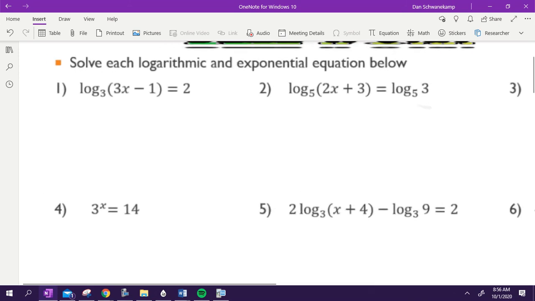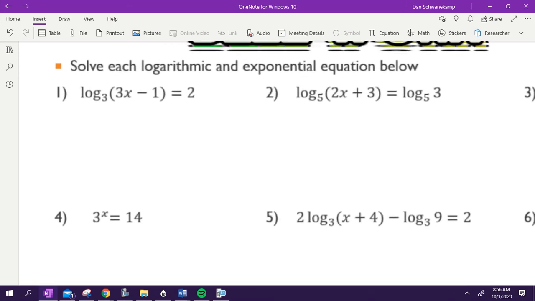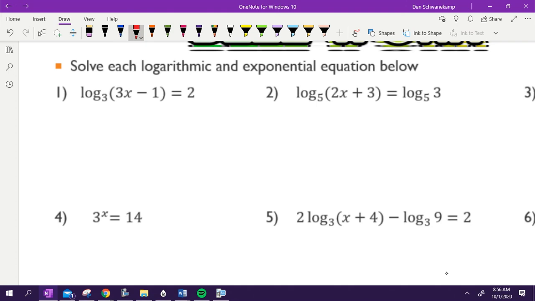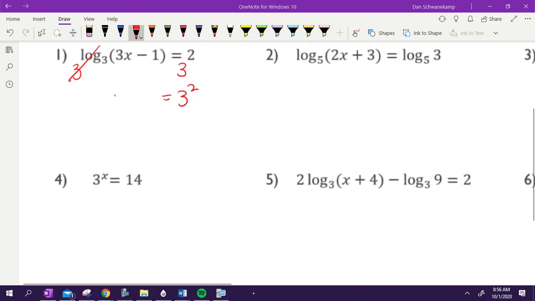Okay. So we're solving each logarithmic and exponential equation below. Log base 3 of 3x minus 1 is equal to 2. If I wanted to solve that thing, Aaron Cardinal, what would I do first? I just turned it into 3 squared equals 3x minus 1. Great. We get rid of the log base 3 by taking it as 3 to a power. However you say that is perfectly fine as long as you get 3 squared is equal to 3x minus 1. Great. 3 squared, oh yeah, that's 9. We add 1, and we divide by 3.